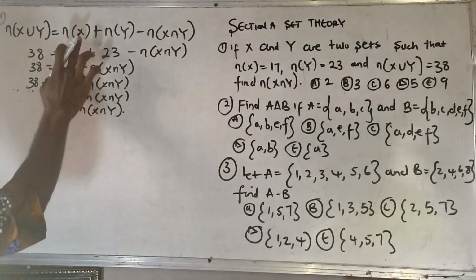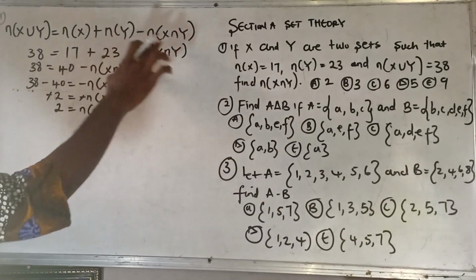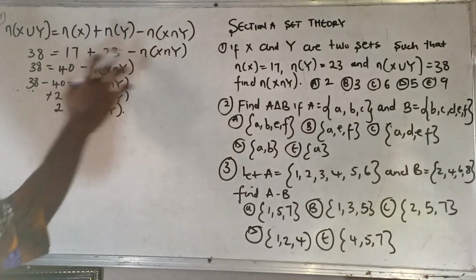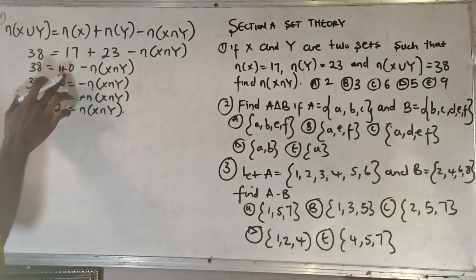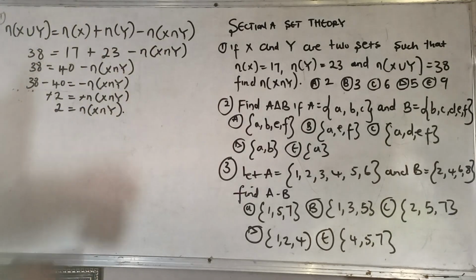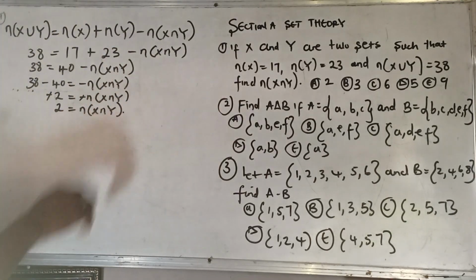Just the formula: n(X) plus n(Y) minus this. That is 17 plus 23 is 40. Then 38 is here. You take 40 to this side, the sign changes from negative to positive. So 38 minus 40 is minus 2. Negative cancels. That is it. So that is the formula.